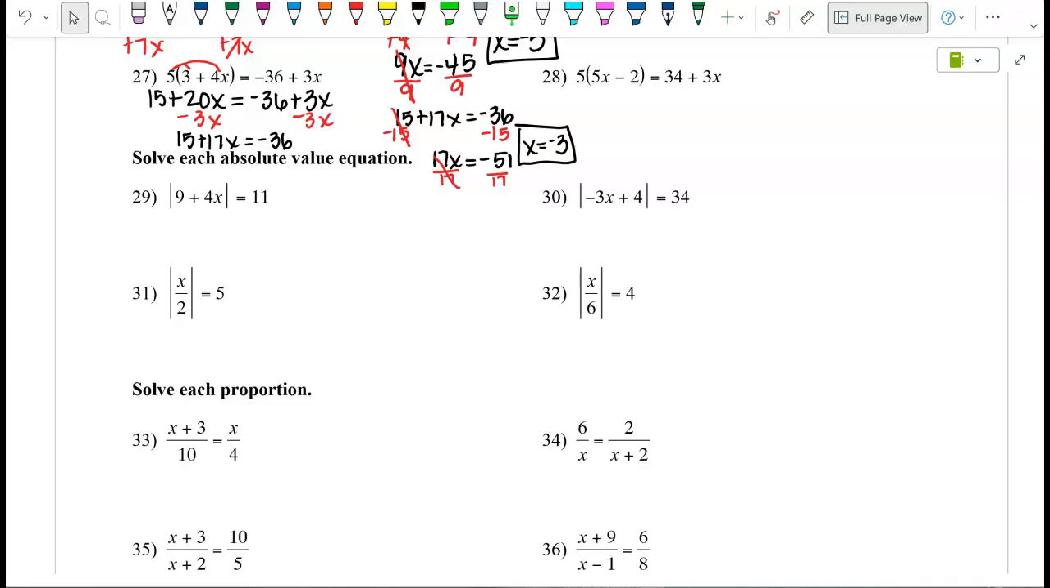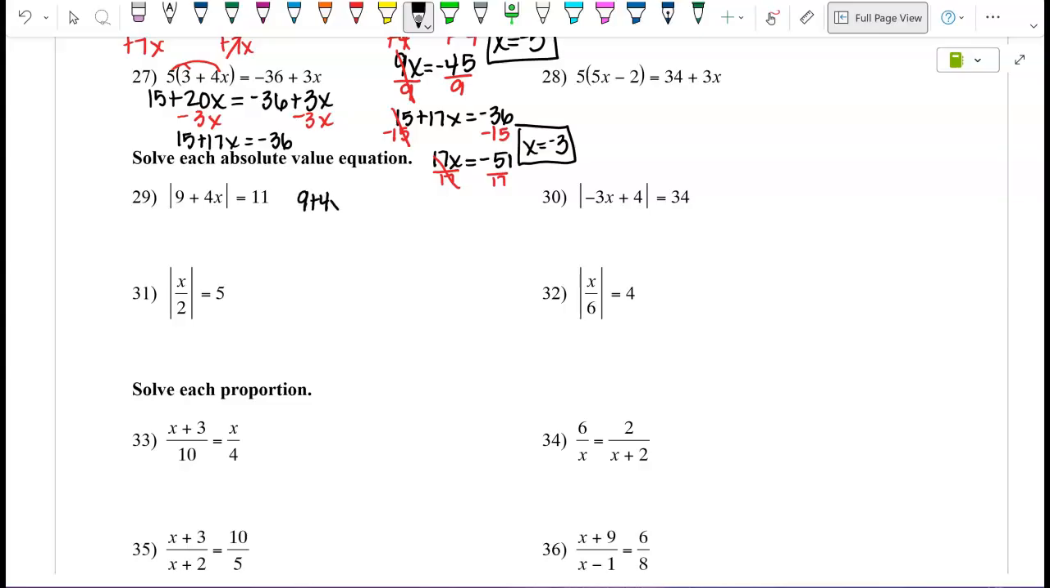It's a distance, which means that 11, when it was inside the absolute value, could have been a positive 11 or it could have been a negative 11. So I have to solve for both possibilities that would give me an absolute value of positive 11. And I do want to see two different equations. I do not want to see you working off of the absolute value because that's not how it's solved.